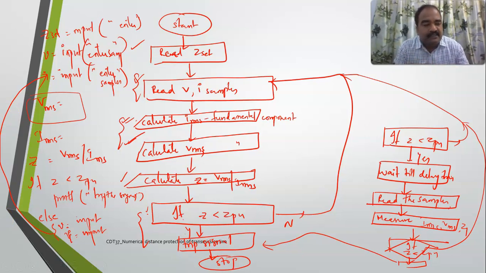And in the next lecture, we will see the Mann and Morrison method of how to calculate the fundamental component of the current and also the voltage. Okay.